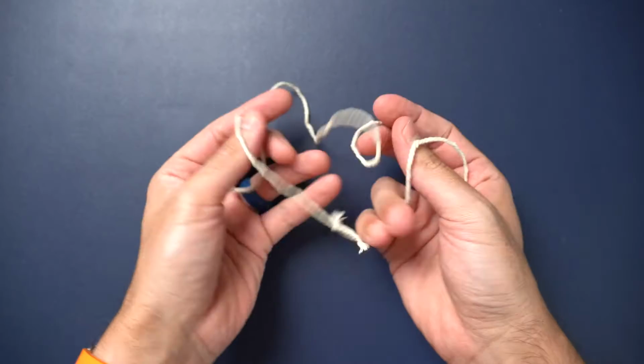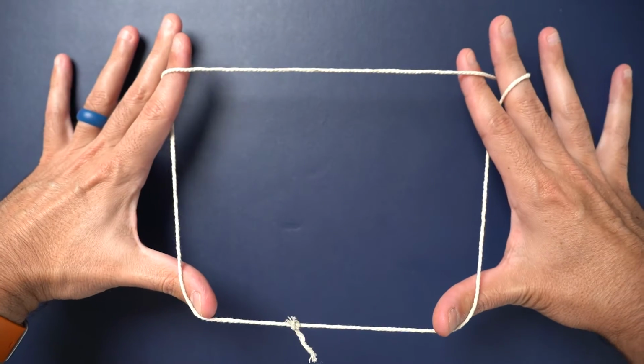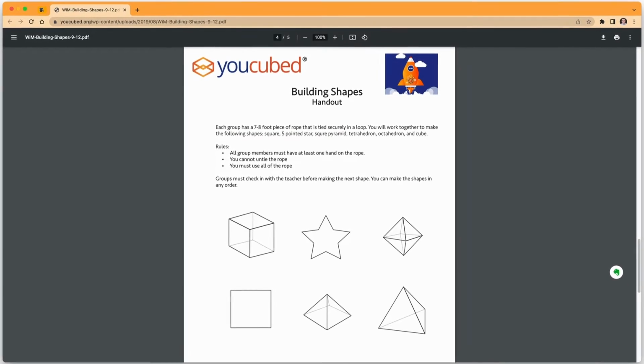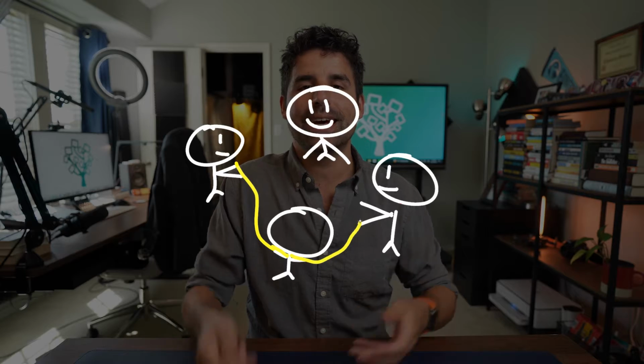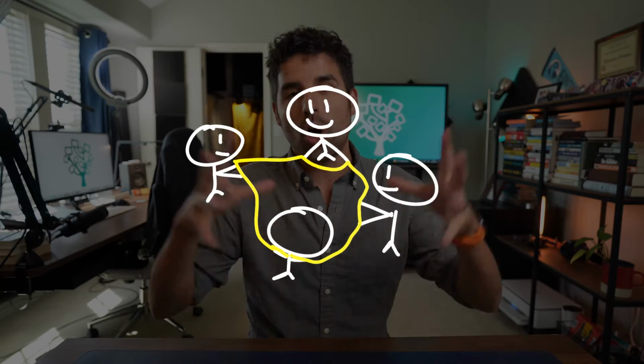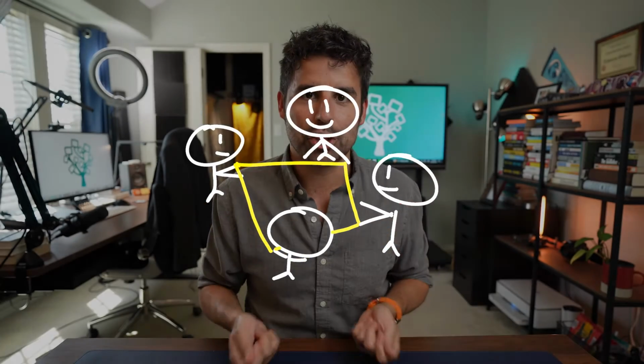Students are in groups of 4 and each group gets a string that is tied off to make a loop. They have a list of shapes that they're trying to make with their string, and everyone must have at least one hand on the rope. They can't untie the rope, and they have to use all of the rope to make the shape. And so once the students have actually made the shape with their string, we then have the discussion on what it means to convince someone that you indeed have made that shape.